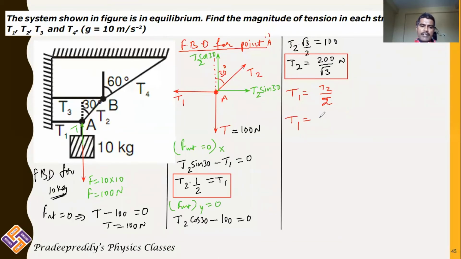This is the equation for T1, and we have got the T1 value, T2 value and T. Three tensions we have got. T is 100 Newton, T1 is 100 by root 3 Newton, T2 is 200 by root 3 Newton. Sorry, root 3. T1 is also 100 by root 3. T2 is 200 by root 3 Newton. This is the free body diagram at point A. Now let us plot the free body diagram for point B.